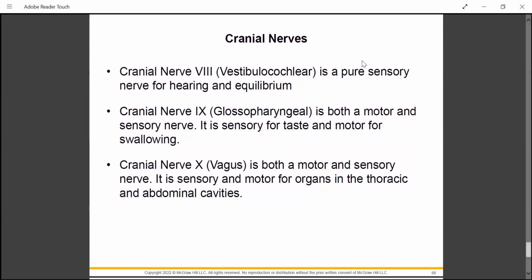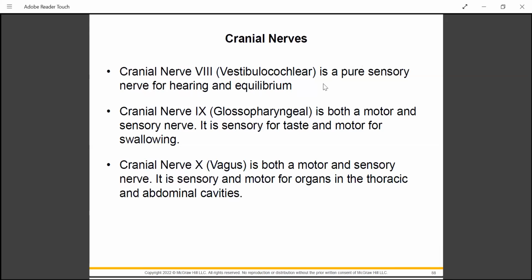The vestibulocochlear nerve, I will mention this again in our next chapter on the senses. This is going to be purely sensory. So there's two halves to this nerve. You have your vestibular half, which is going to be our equilibrium and balance. And we have our cochlear half, which is purely for hearing. So balance and equilibrium and hearing with the vestibulocochlear nerve. That's one you should probably know.